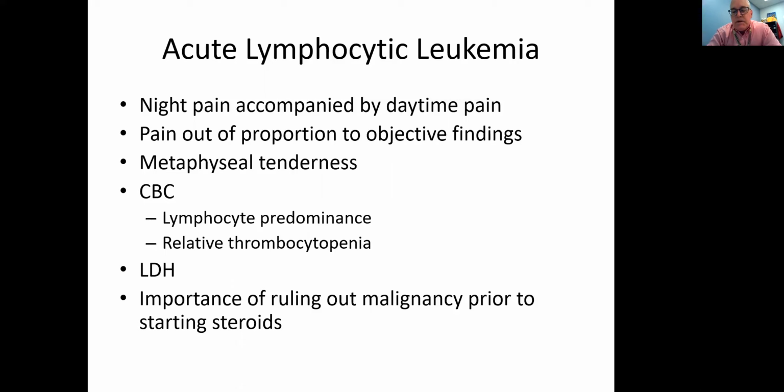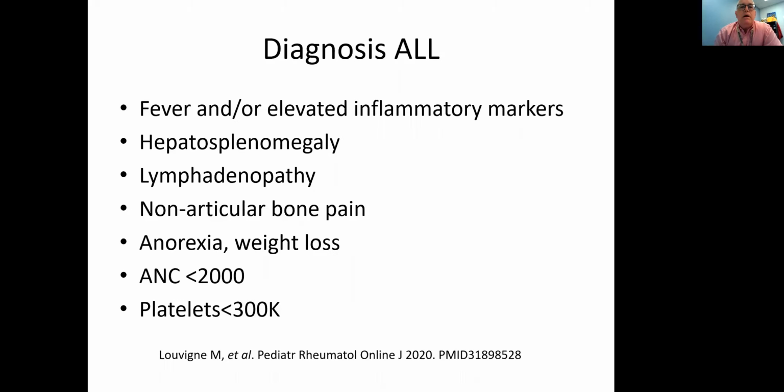They have pain out of proportion to objective findings. They have marrow infiltration. This is bone pain. Although they can get some effusion, it's not usually a large effusion. They may have metaphyseal tenderness. You look for lymphocyte predominance on CBC and, as we talked about, the relative thrombocytopenia. LDH is an important marker as well. There's a recent study that looked at patients with fever and or elevated inflammatory markers with bone pain or joint pain and tried to distinguish which of these patients ended up having malignancy.